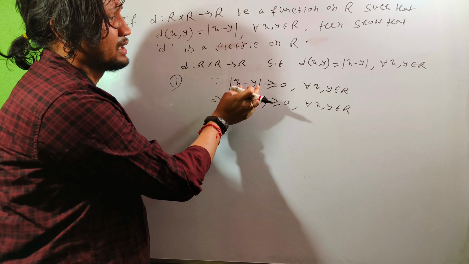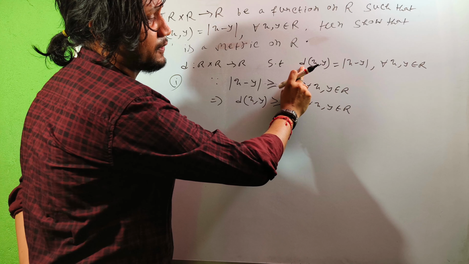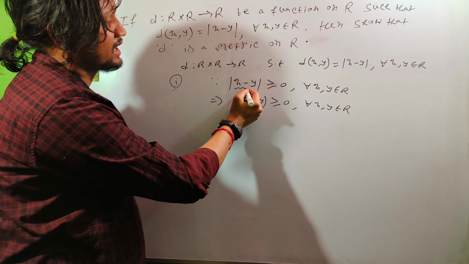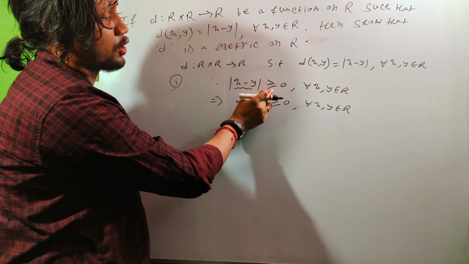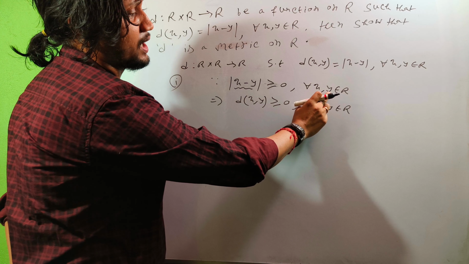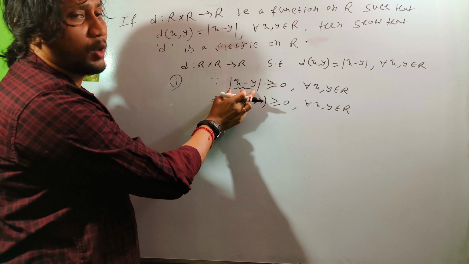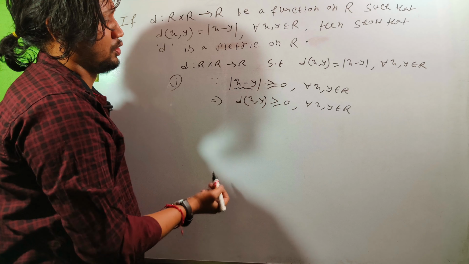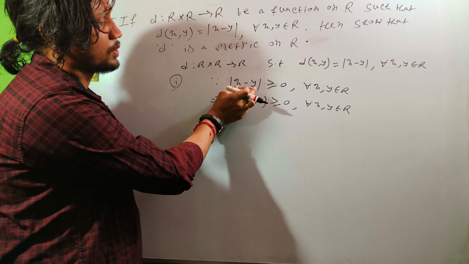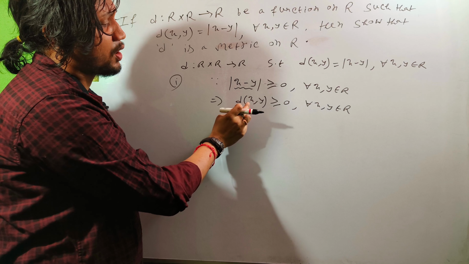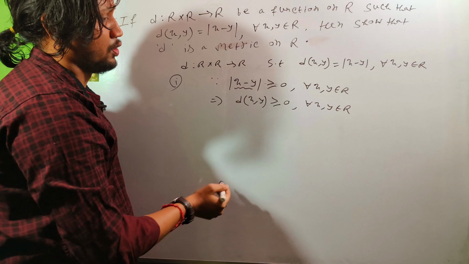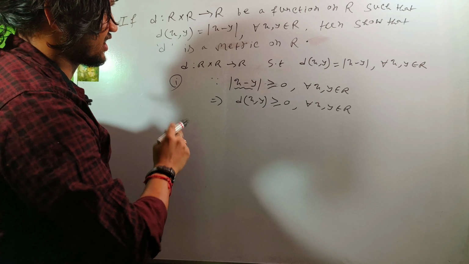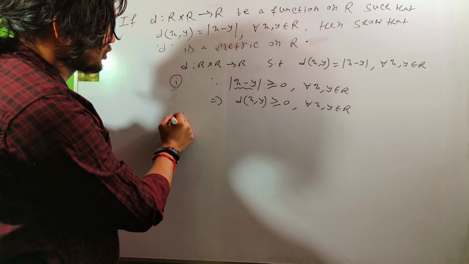So from the definition of D, D of x comma y is equal to mod of x minus y, from where we can say that mod of x minus y is greater than or equal to 0 for all values of x comma y belongs to R, from the property of a modulus function, which suggests that the function is never less than 0. So mod of x minus y greater than or equal to 0 implies D of x comma y is greater than or equal to 0 for all values of x comma y belongs to R. So the first property to form a metric is satisfied here. Now let's go for the second property.